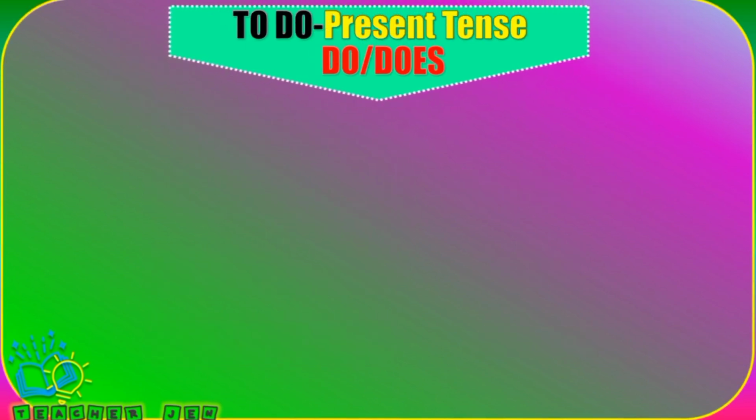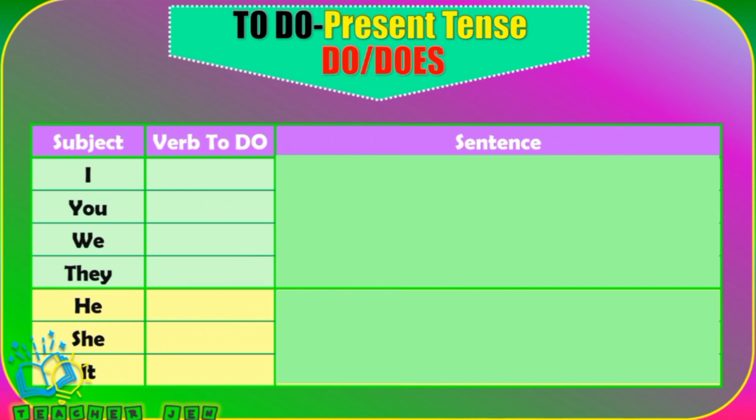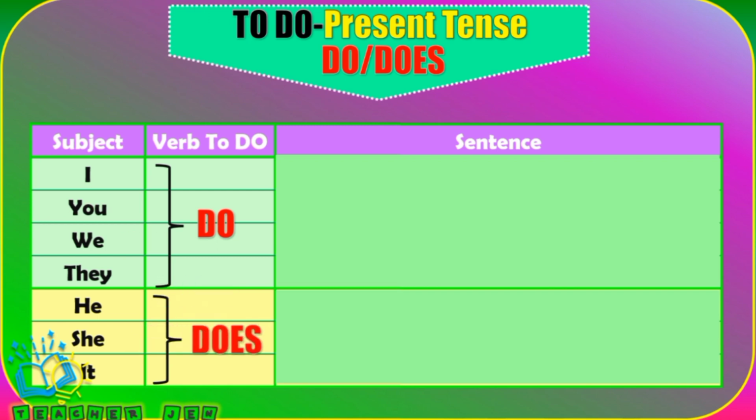As I have mentioned, do and does are the present tense of to do. We use them when we are talking about current events or happenings. But remember that we use do and does depending on the subject of the sentence. We use do for plural subjects and for personal pronouns I, you, we, and they. We use does for singular subjects such as the personal pronouns he, she, and it.